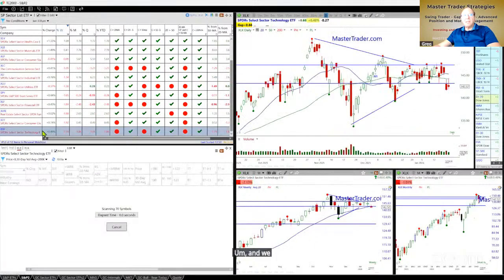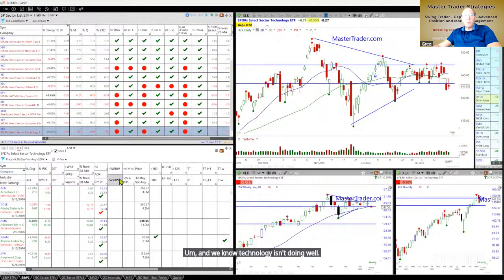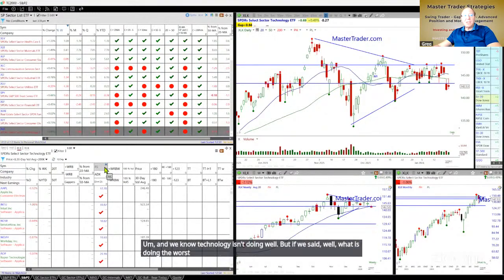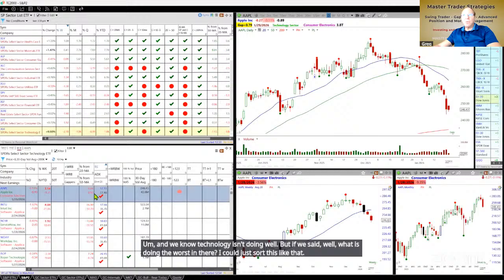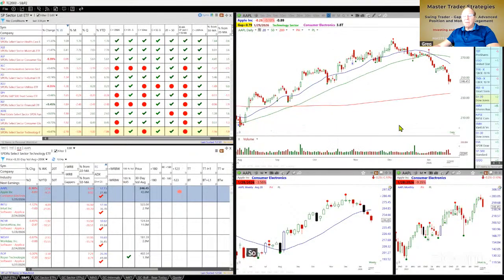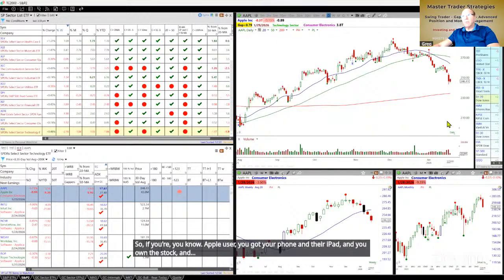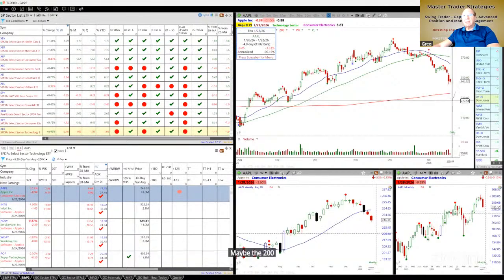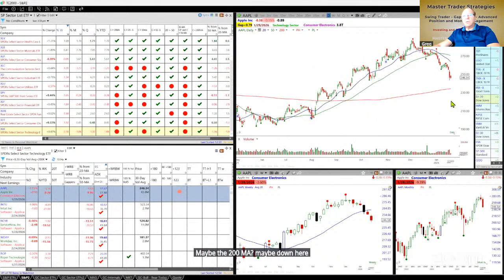And we know technology isn't doing well, but if we said, well, what is doing the worst in there? I could just sort this like that, and I can find what's doing bad. Apple is doing the worst right now, among the worst. So if you're an Apple user, you got your phone and their iPad and you own the stock and so on and so forth, it's going to get cheaper. Maybe the 200 MA, maybe down here, but institutions will come back for Apple again. It's going to report earnings at the end of the month. That's going to be a big deal.